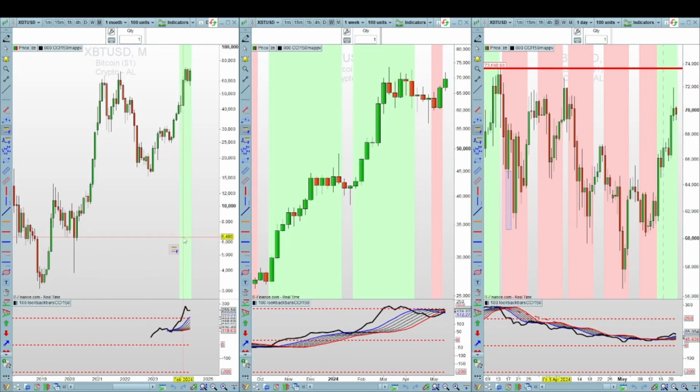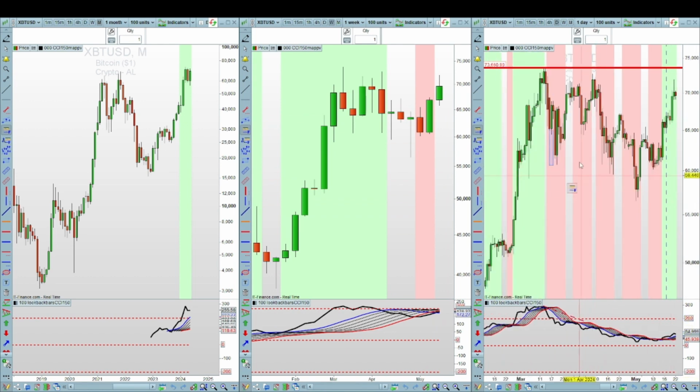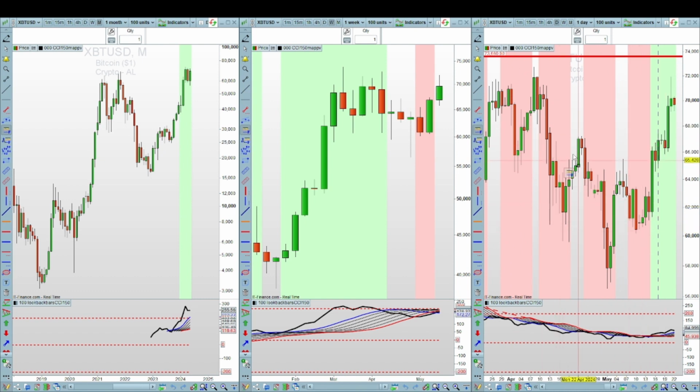Lastly, Bitcoin is bullish on the monthly. It's neutral on the weekly. It was bearish for a couple of weeks there, and then it's broken into neutral positioning at the moment with a bit of an upswing. And on the daily as well, after being short for a number of weeks on those daily candles, it's actually broken to the long side, so it's giving us a bullish signal on the daily.